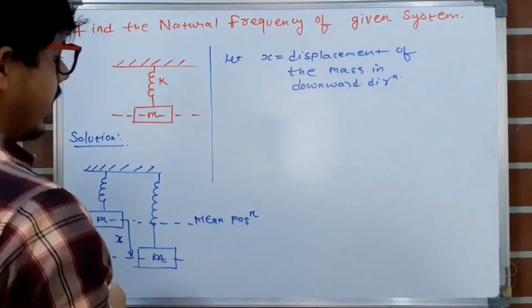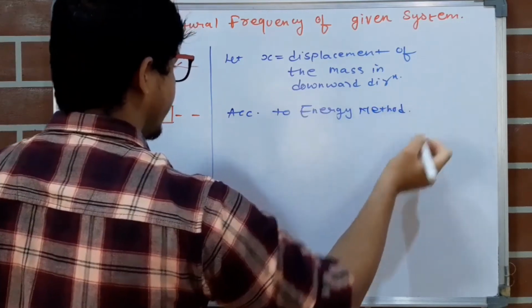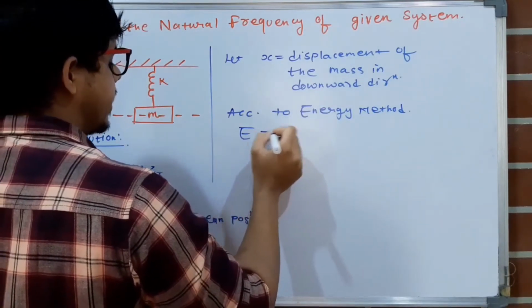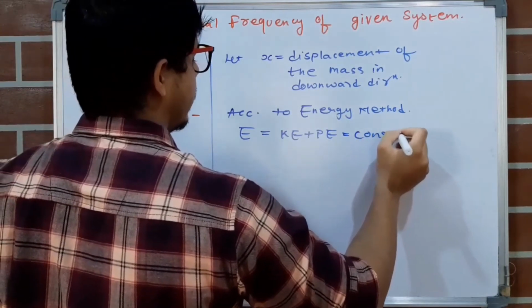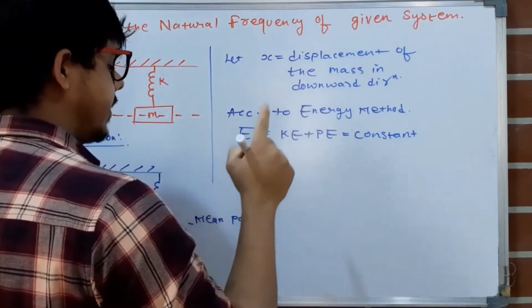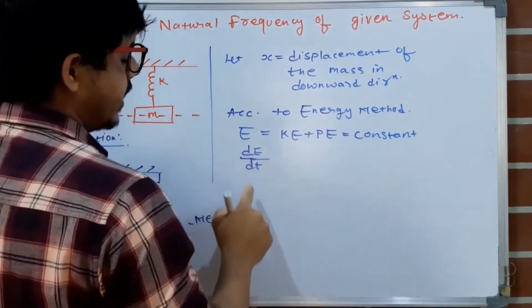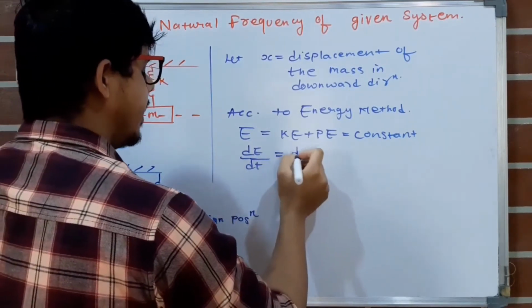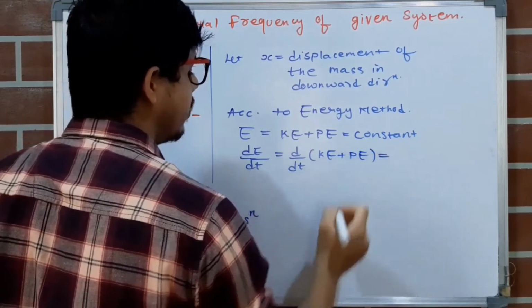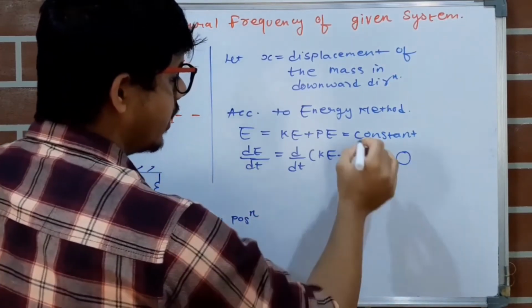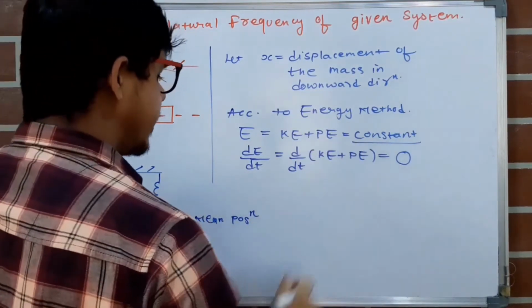According to the energy method, we know that the total energy, kinetic energy plus potential energy, is constant. So if we differentiate this total energy with respect to time, that is dE by dt, the derivative of total energy with respect to time equals d by dt of kinetic energy plus potential energy, which equals 0. Why 0? Because the energy is constant, and if we differentiate a constant term with respect to time, we get 0.